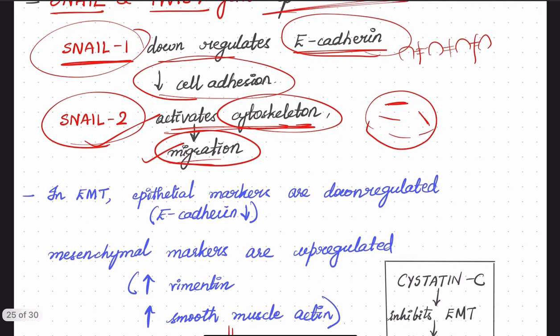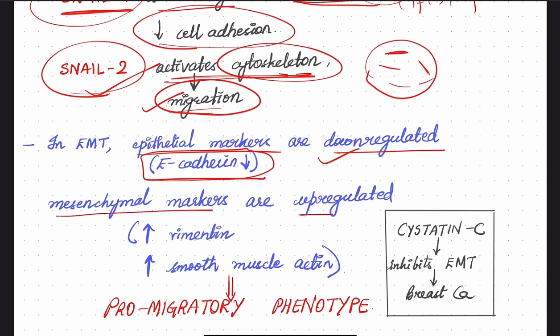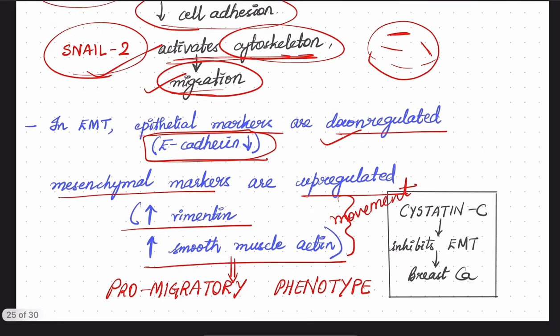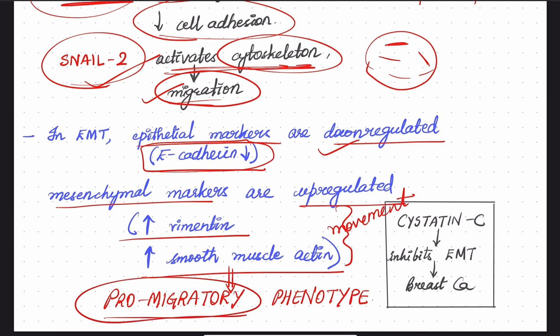And in this EMT, the epithelial markers are downregulated. Yes, as I've said, E-cadherin is decreased. And obviously, mesenchymal markers are upregulated. It acquires the properties of mesenchymal cells. What are these mesenchymal markers? Increase in vimentin, increase in smooth muscle actin, which are necessary for movement of the cell. And hence the cell acquires this pro-migratory phenotype, that means movement. The cell is said to have acquired this pro-migratory phenotype.